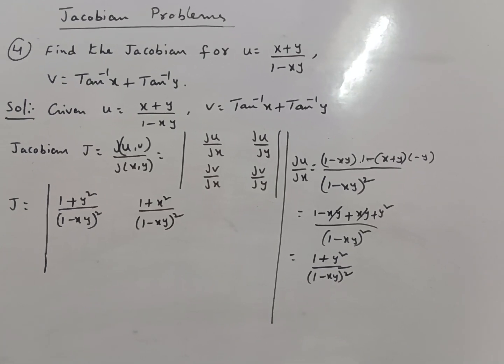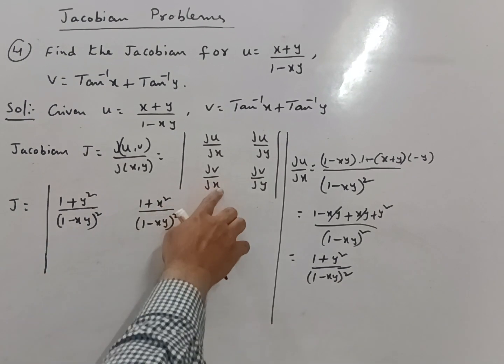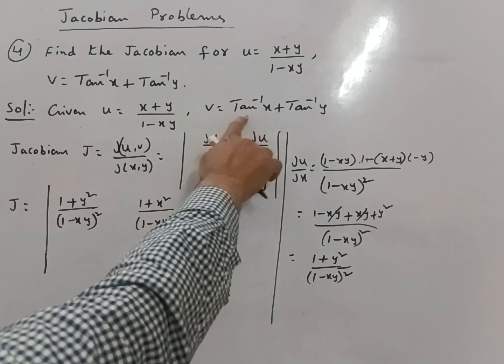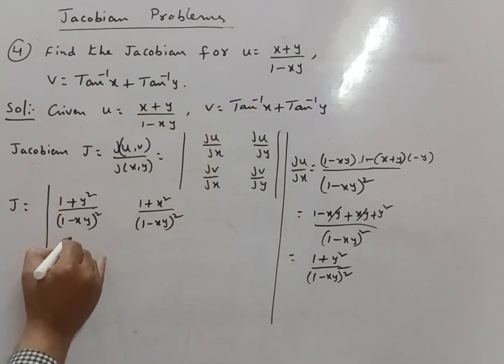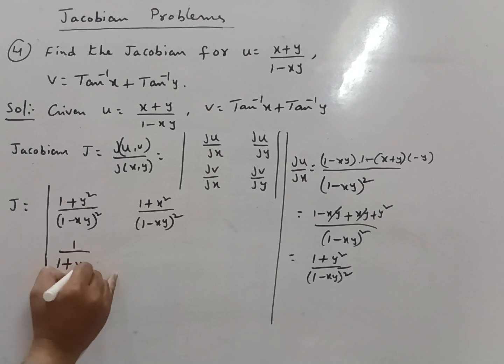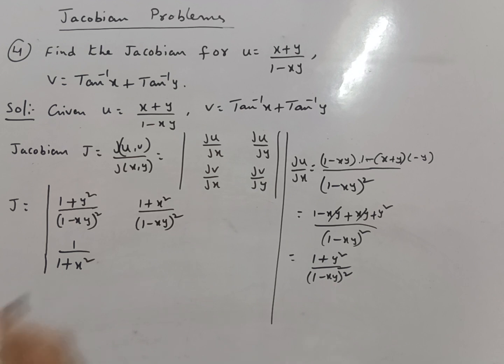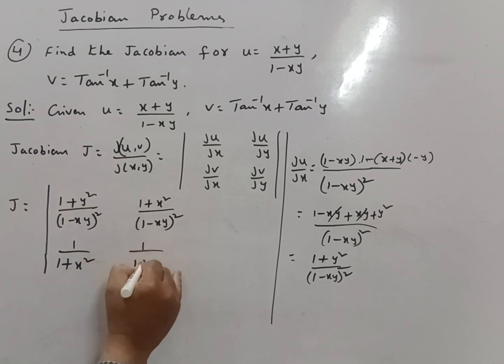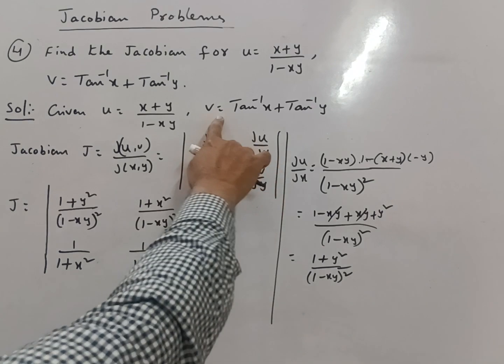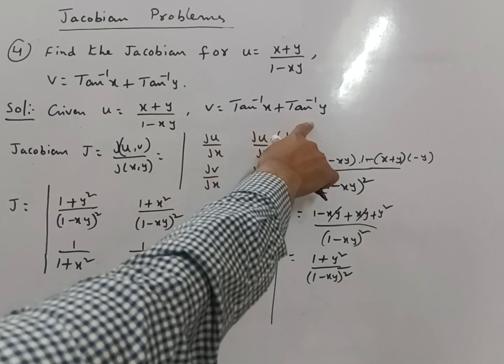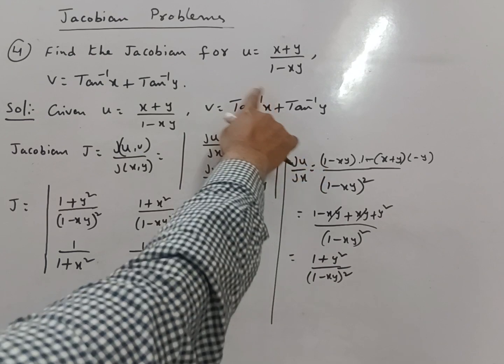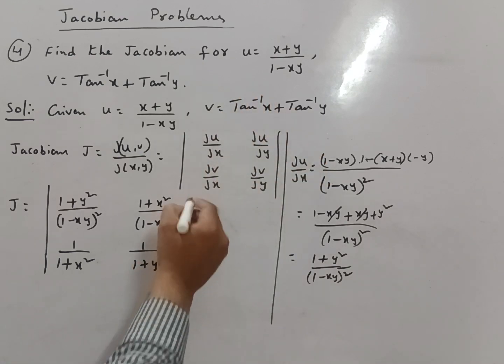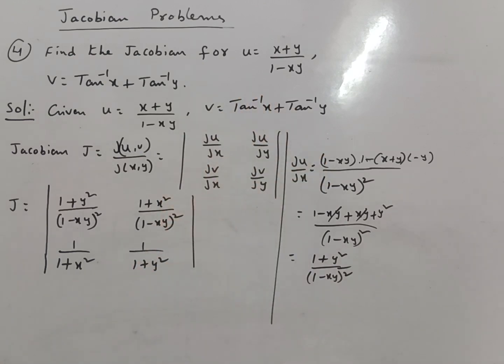Okay. Next, tan inverse, v differentiation with respect to x. Tan inverse x differentiation is what? 1 by 1 plus x square. Then tan inverse y differentiation is what? 1 by 1 plus y square. For v with respect to x, this part is 0. For v with respect to y, this part is 0. Tan inverse y is what? 1 by 1 plus y square.